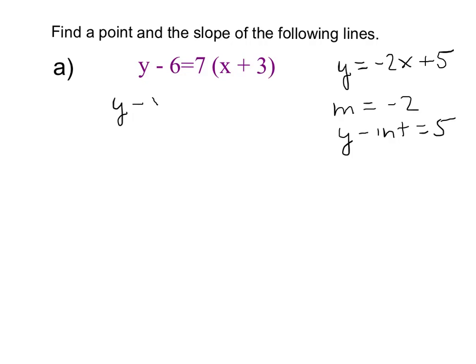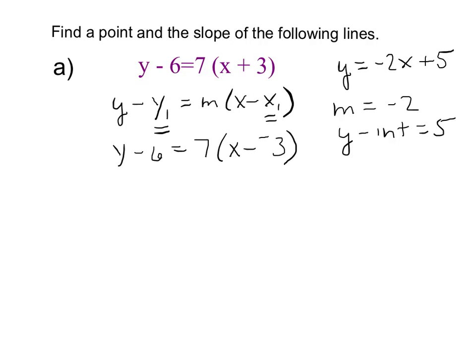When we recognize that it's in this form, y minus y1 equals m times x minus x1, then we're able to simply pick out the x and y value of the particular point. Now, notice that the x plus 3 doesn't match up correctly. So again, I'm going to rewrite this as y minus 6 equals 7 times x minus a negative 3. Now it matches with the formula.